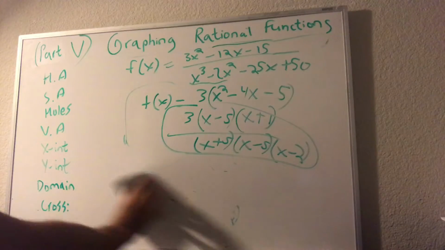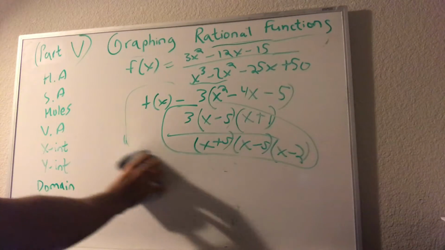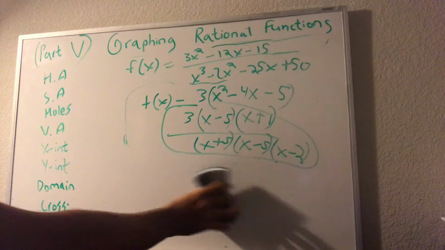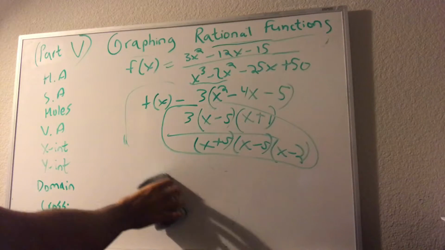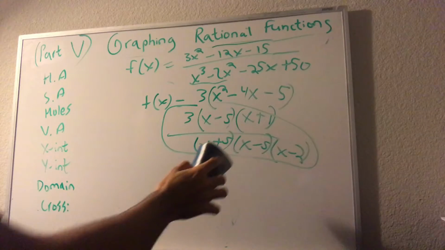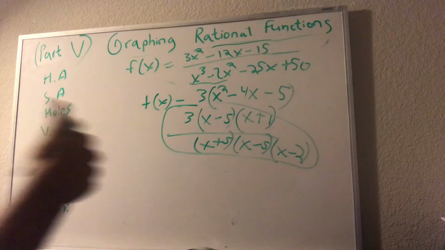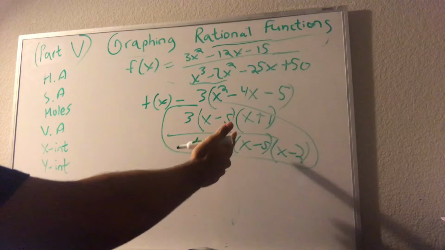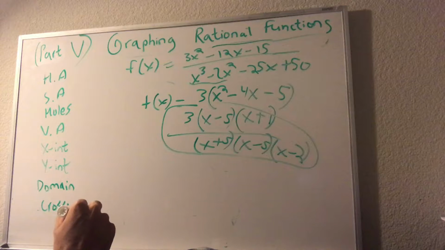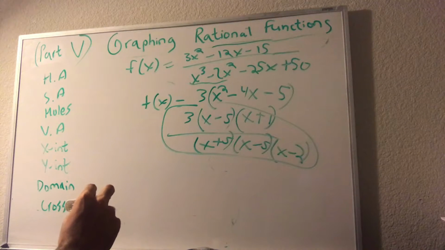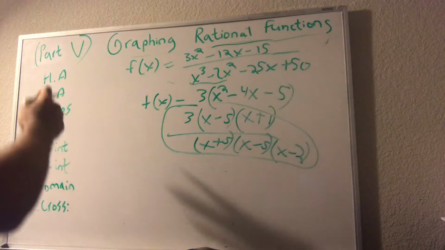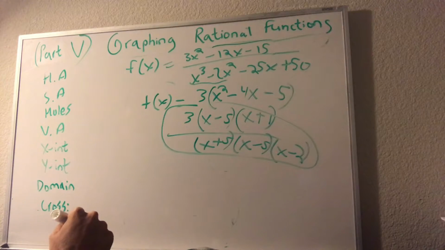It's always important to factor the function, so that we can see what the common factors are to determine which could be our holes, and then what are the vertical asymptotes. Obviously for horizontal you don't really need to factor it out. So this is our factored form: 3 times x minus 5 times x plus 1, all divided by x plus 5 times x minus 5 times x minus 2. Looking at this, we can determine our vertical asymptotes and our holes.